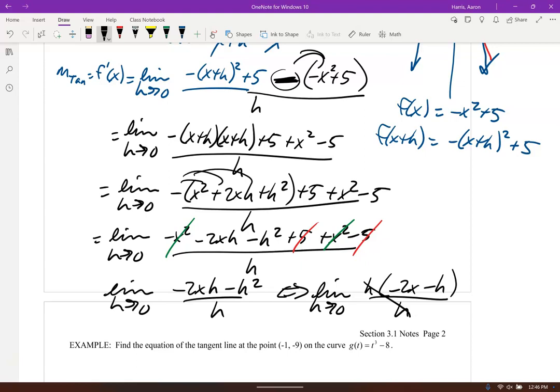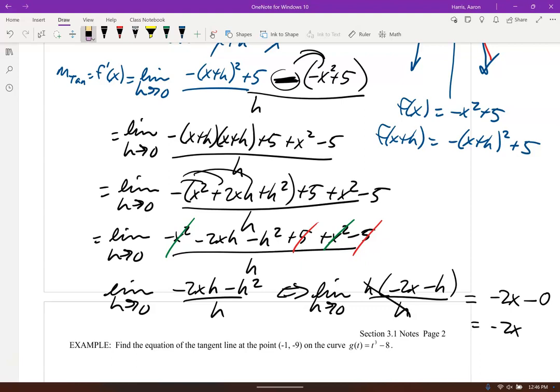And now I can plug it in. So now I have negative 2x minus, remember h is going to 0, so minus 0. So I have negative 2x. Okay? Kind of running out of room here. So f prime of x, in other words, the slope of the tangent, is negative 2x.